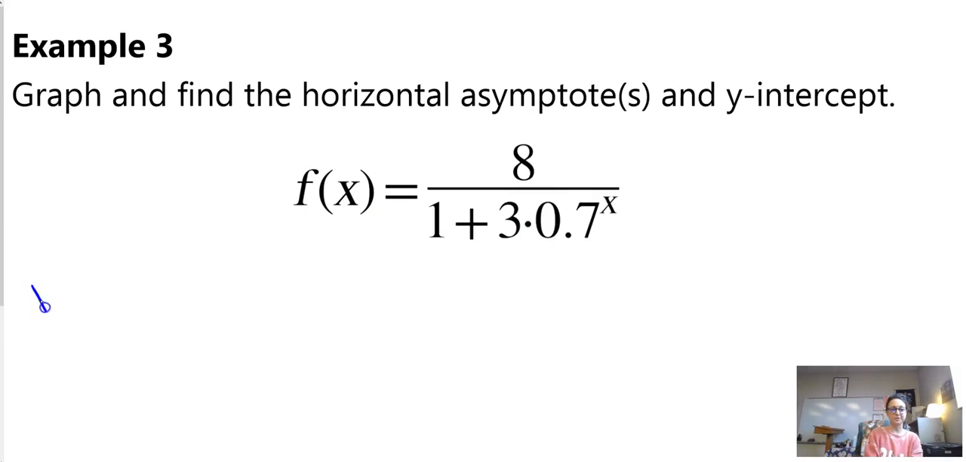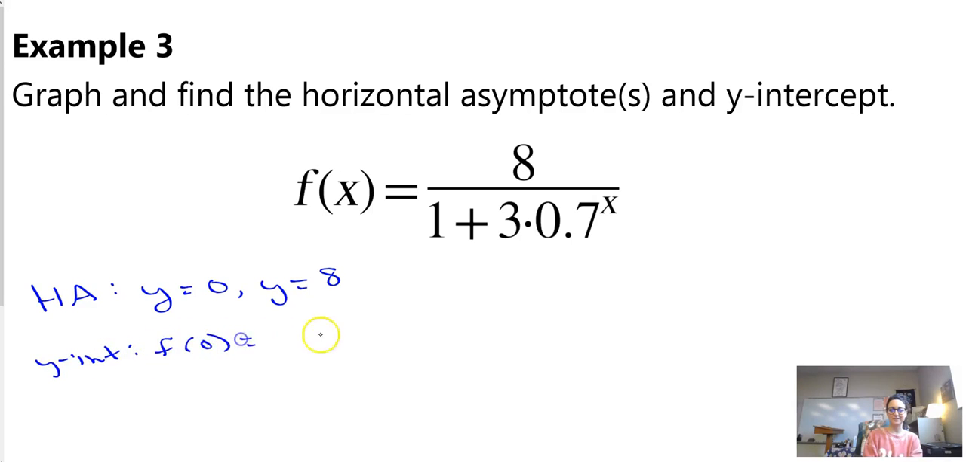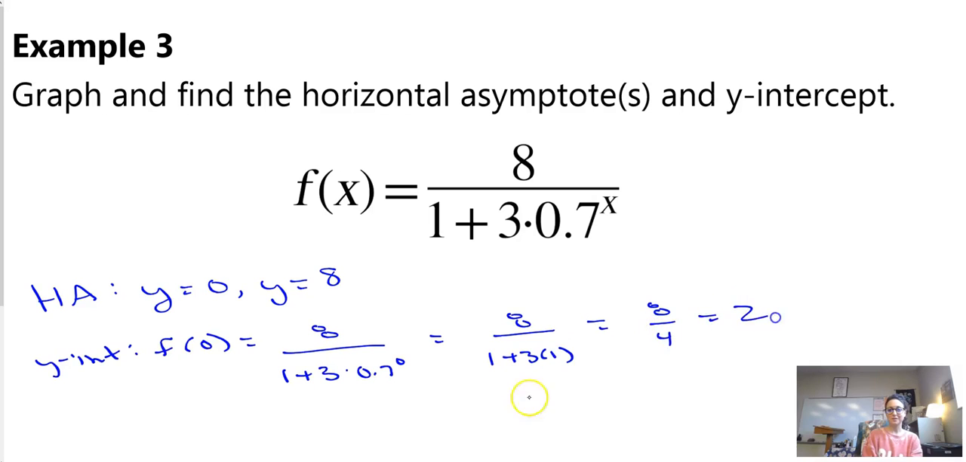This is a logistic function based off our formula here. So for horizontal asymptotes, well, we said it was y equals 0 and y equals c. Well, what is your c value here? It's 8. Okay, so those are your two horizontal asymptotes. For your y-intercept, how do we find that? We just plug in 0 for what? For x. So I'm going to find f of 0. So that's going to be 8 over 1 plus 3 times 0.7 to the 0, right? But what is anything to the 0? Anything to the 0 is 1. So my denominator becomes 4. So my y-intercept must be 0, 2.